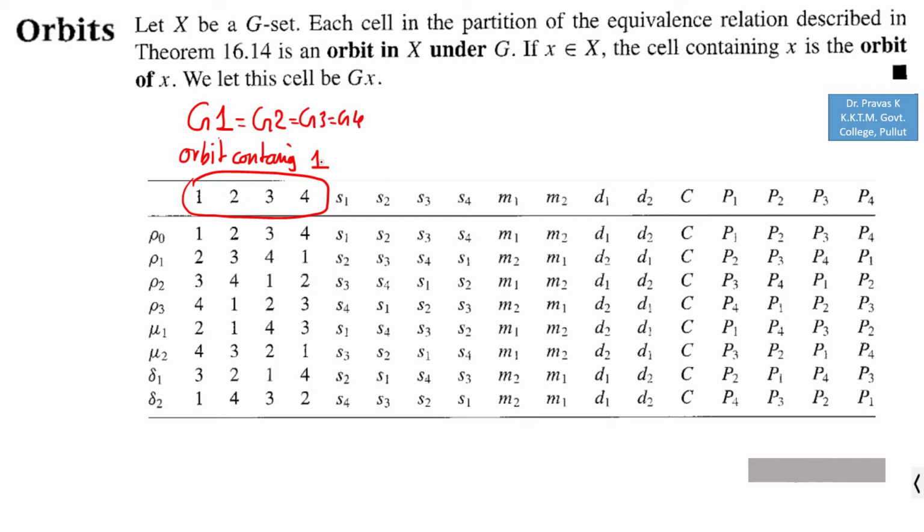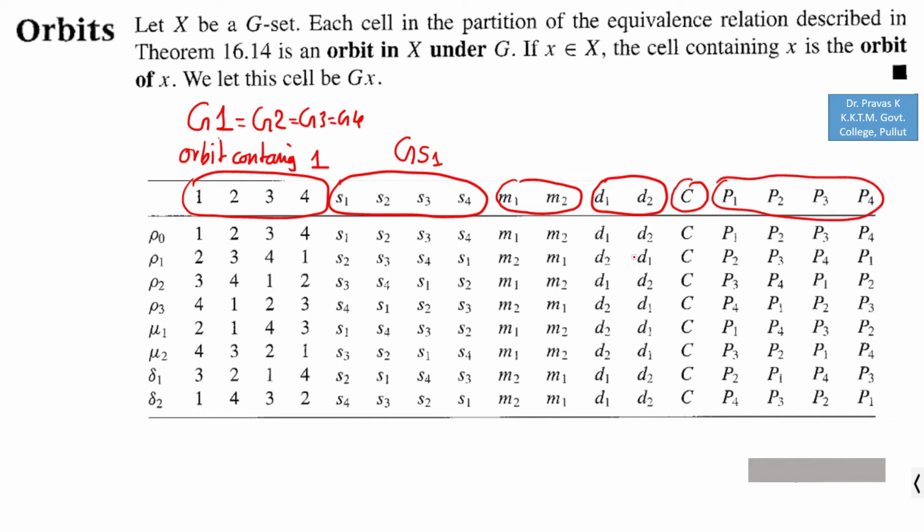Similarly, you can see that S1 is related to S2 and S3 and S4 under the action of various elements in G, which means that you can have an orbit GS1. Now you can see that M1, M2, D1, D2 form an orbit. Now C is a single element orbit, and P1, P2, P3, P4 are orbits in X under capital G.